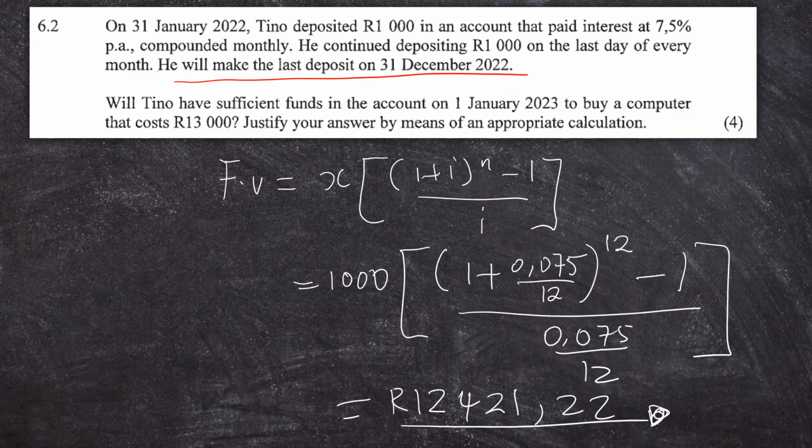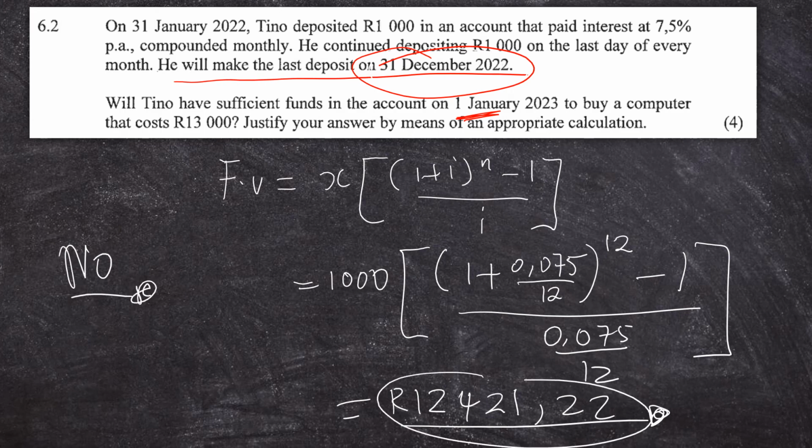We can answer the question on the 1st of January, right? Remember, this is the money that will be in the account exactly on the 31st. After the 31st, obviously we go to 1 January. So the next day, obviously the person will still have 12,421.22, right? Then will it be enough to buy a computer that costs 13,000? Obviously the answer is no. The amount won't be enough, because 12,421.22 is less than the price of the computer, which is 13,000.